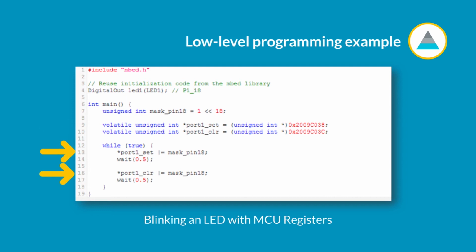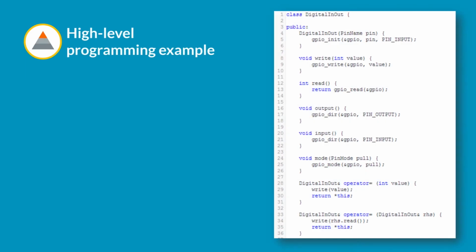In lines 13 and 16, the pin 18 at port 1 is toggled by setting and resetting it respectively. The code is short and efficient, but is nearly unreadable if you don't know the purpose of the addresses in lines 9 and 10, and if the variable names are unclear. Now, let's look at an example of high-level programming, blinking an LED with an embed API.